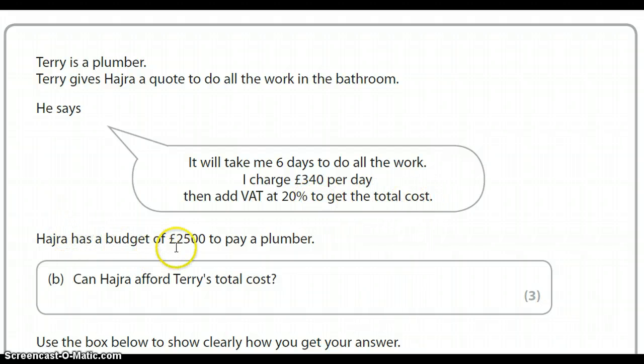Hadra has a budget of that amount to pay a plumber. Can Hadra afford Terry's total cost? Use the box below to show clearly how you get your answer.